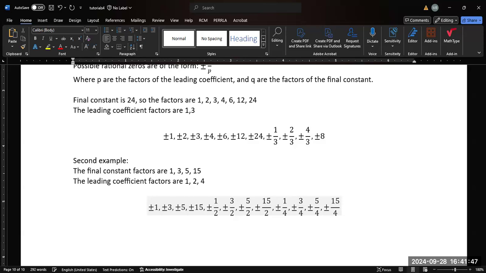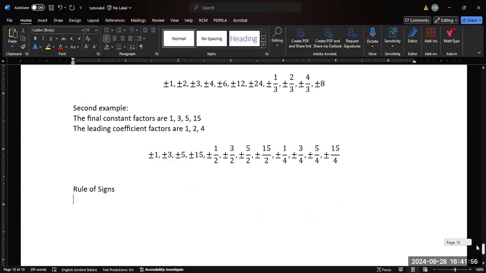All right, so now let's think about the rule of signs. Now, the rule of signs basically says that for a polynomial multiplied out, the number of sign changes is related to the number of positive real zeros.